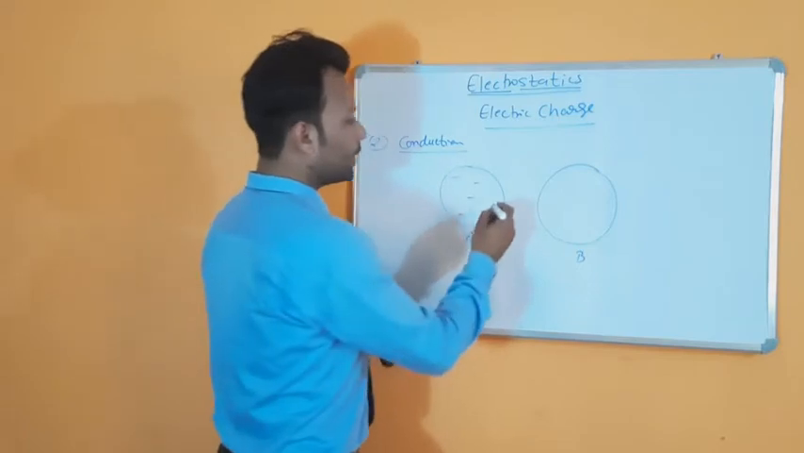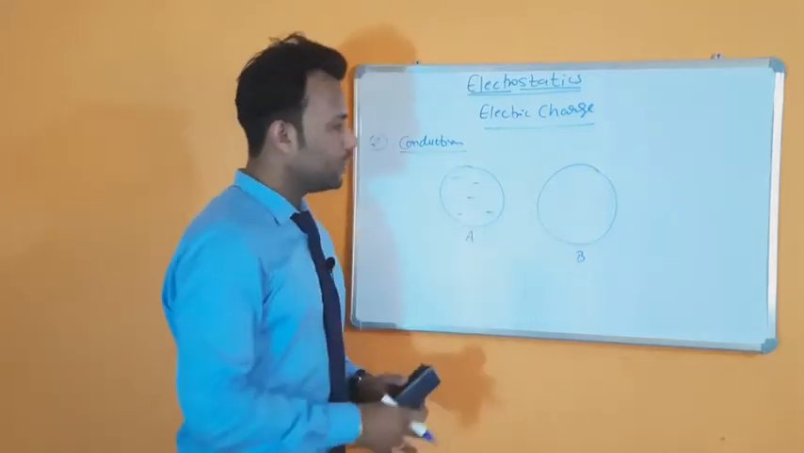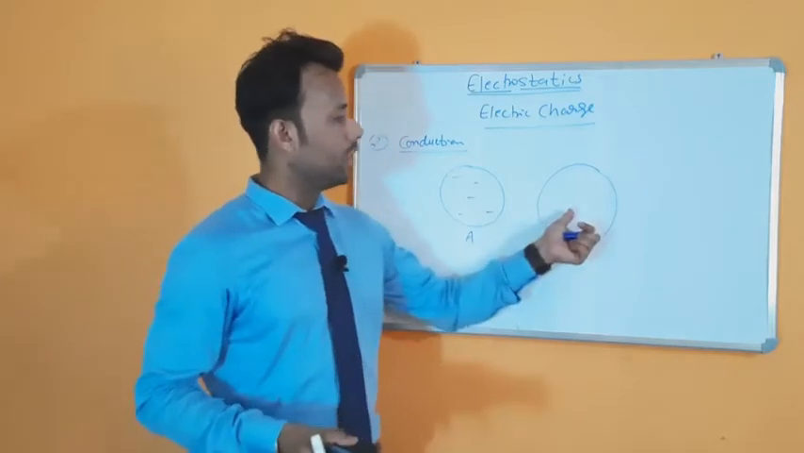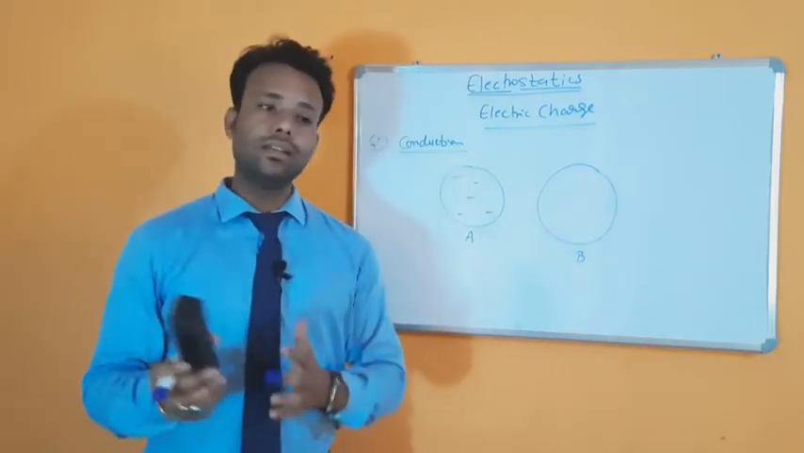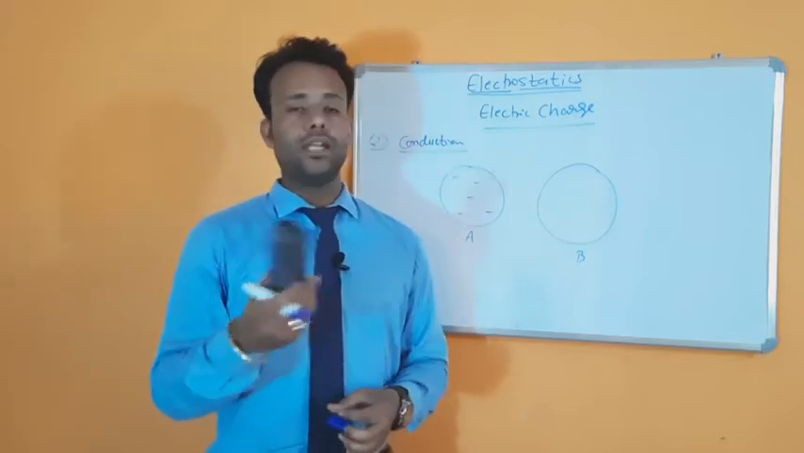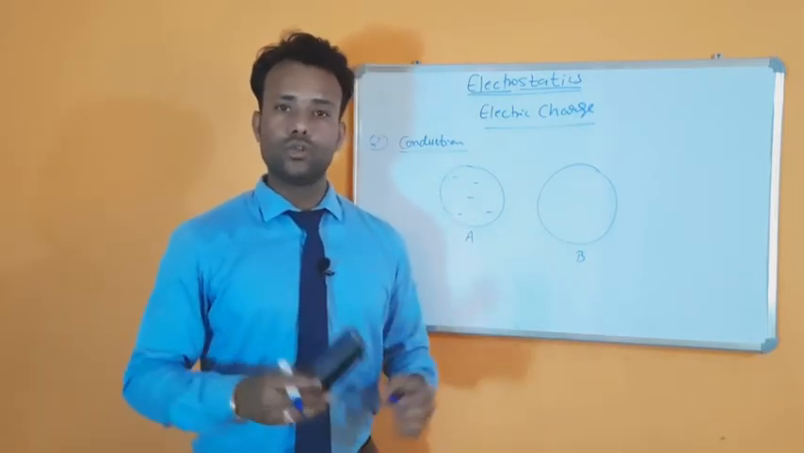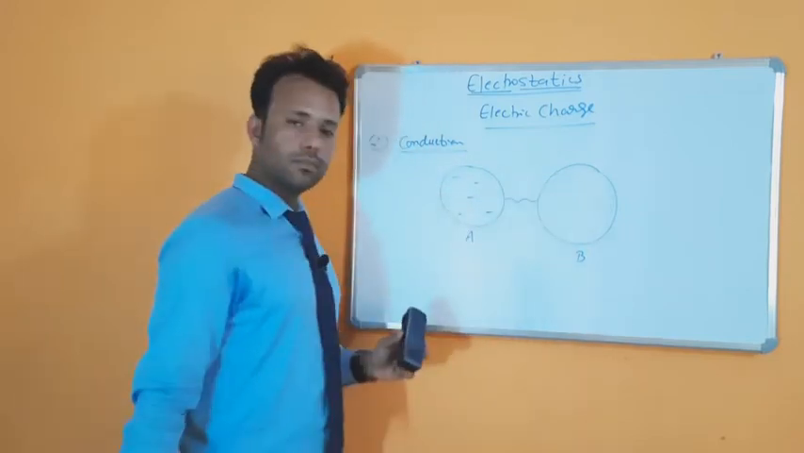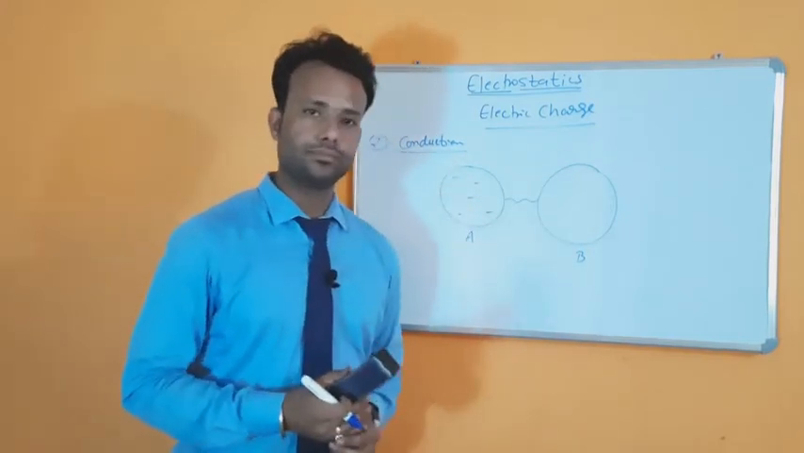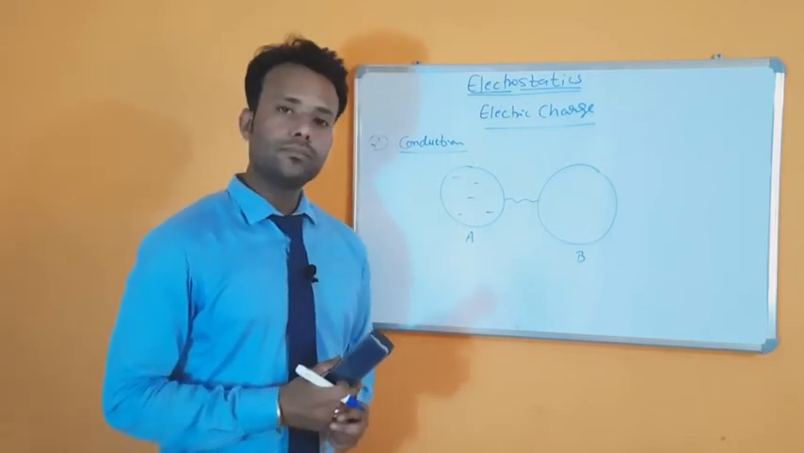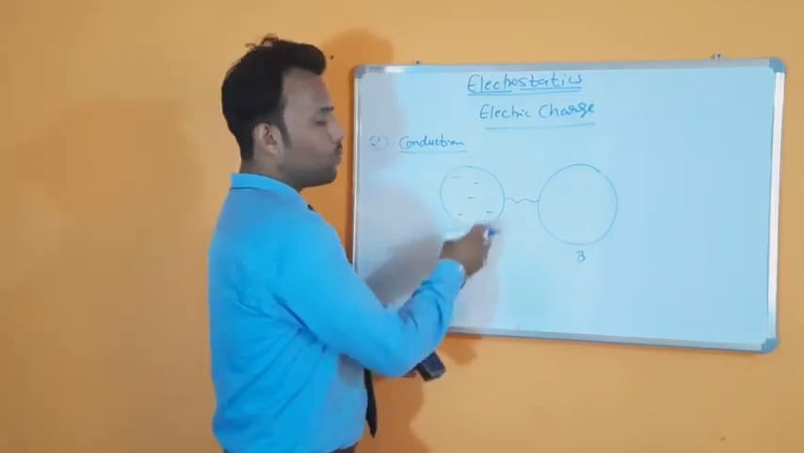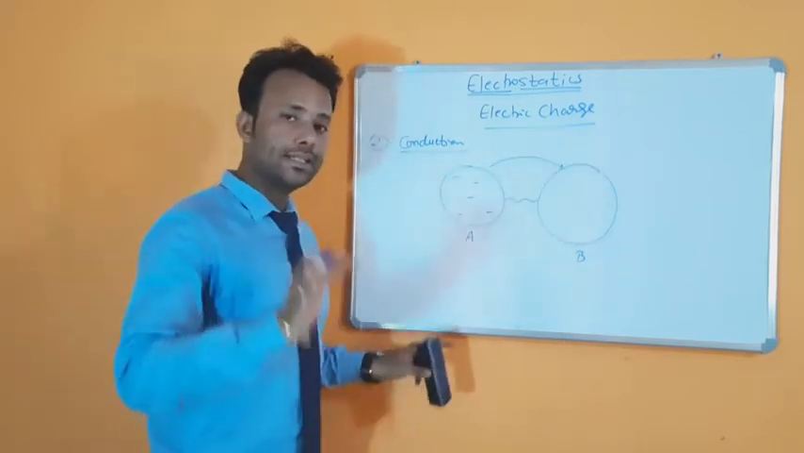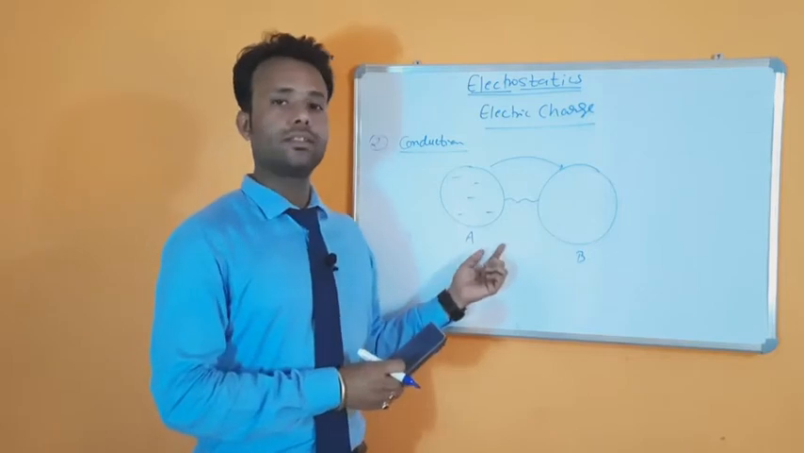Just see here. Here body A is a negatively charged body. It means the body A has excess of electrons, and body B is neutral. It means it has neither excess of electron nor deficiency of electron. It is neutral. When we connect this body with a simple conducting wire, what will happen? The electrons from the body A will transfer to the body B, because as I said, the body A has excess of electron.